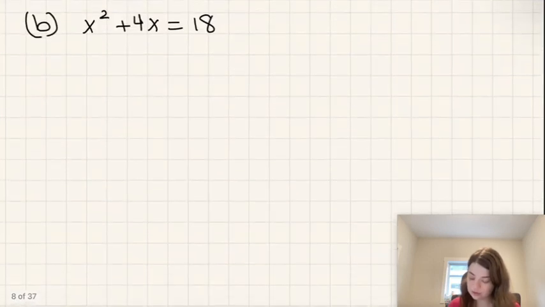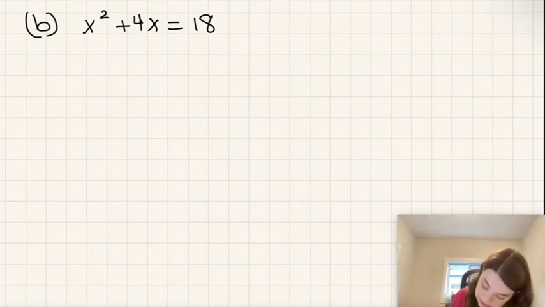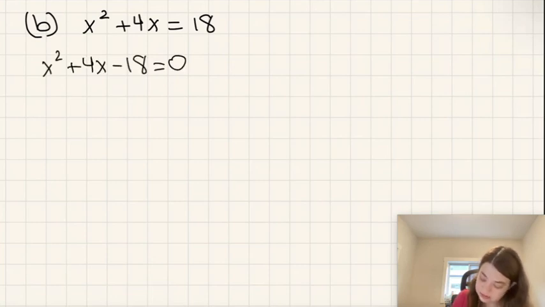All right, let's do one more example here. Example B, or actually two more examples, sorry. So for this one here, first thing I need to do is get everything on the same side. So x squared plus 4x minus 18 is equal to 0. Then I'm going to state my a, b, and c. a is equal to 1, b is equal to 4, and c is equal to negative 18.